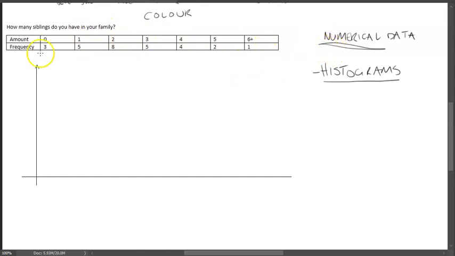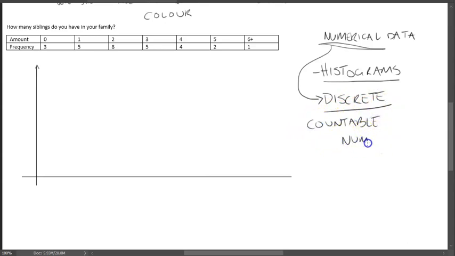Now, before we get into this numerical data, to be specific, this is numerical discrete. This is discrete data. And discrete data is countable numbers. What do I mean by countable numbers? So when I was talking in the other video, countable numbers, you cannot provide me with a decimal or fraction answer when I were to ask this question: how many siblings do you have in your family?